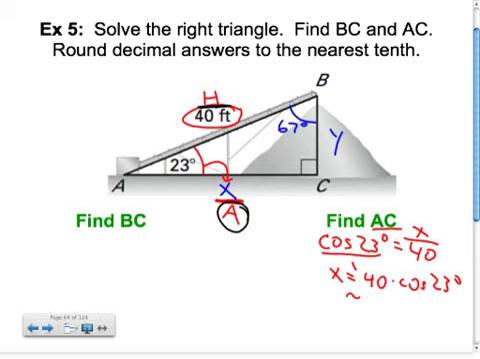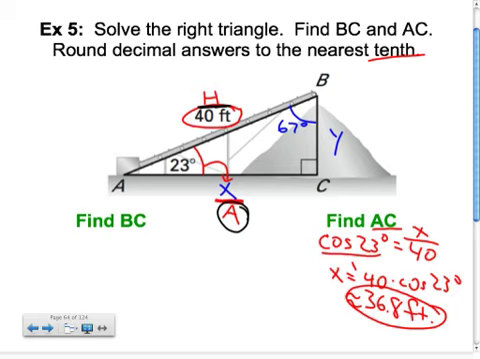Hopefully yours is giving you the same answer mine is. Mine's telling me that this thing is roughly 36 point, and again, it said round to the nearest tenth up here, so 36.8, and make sure we have units on that thing. It's feet. So that's roughly the length of AC.